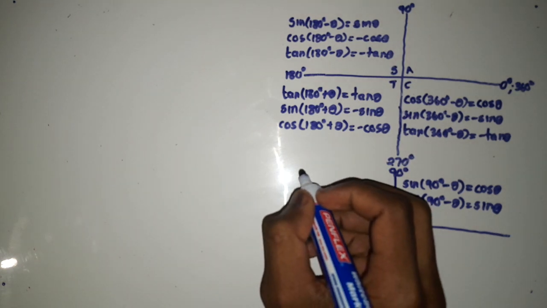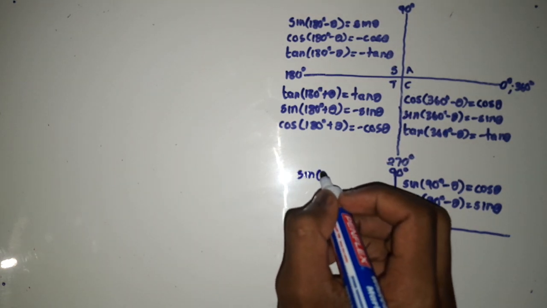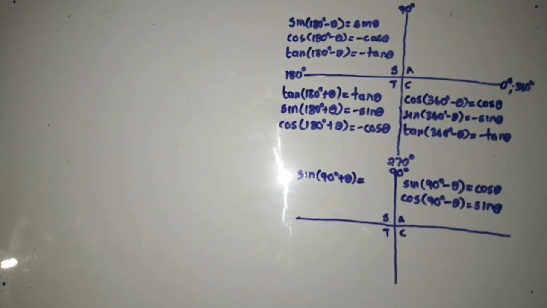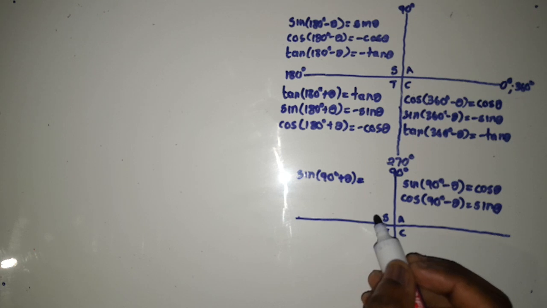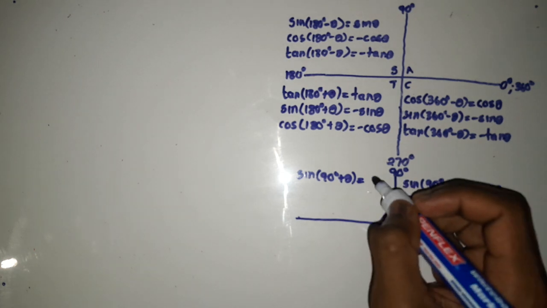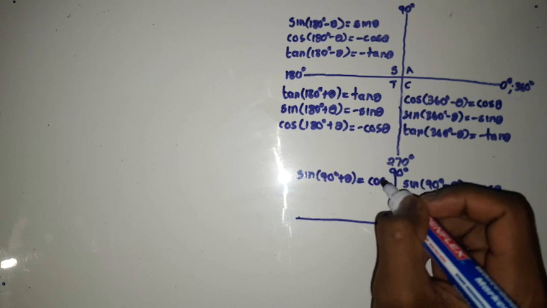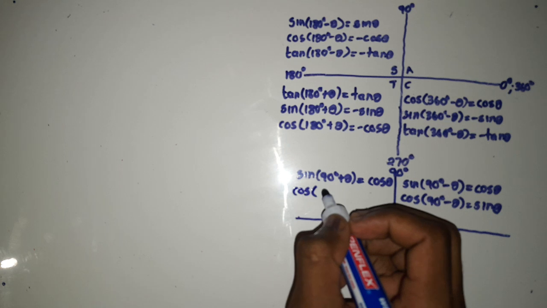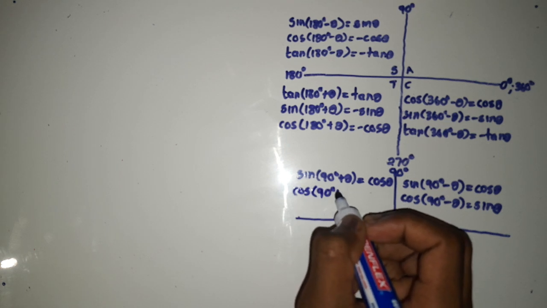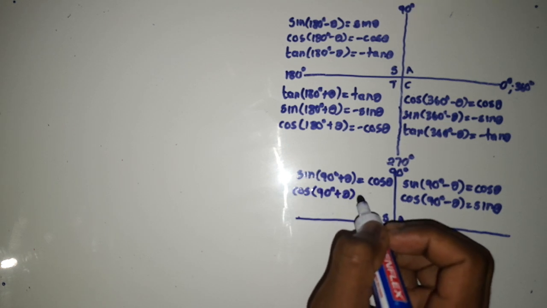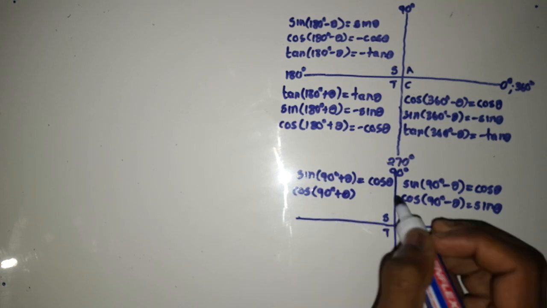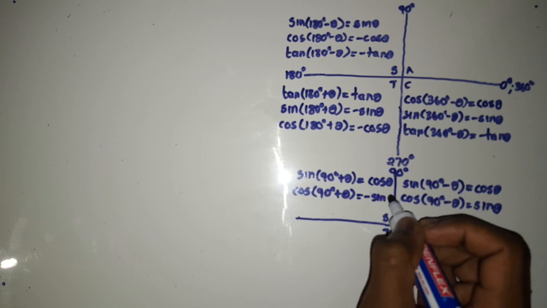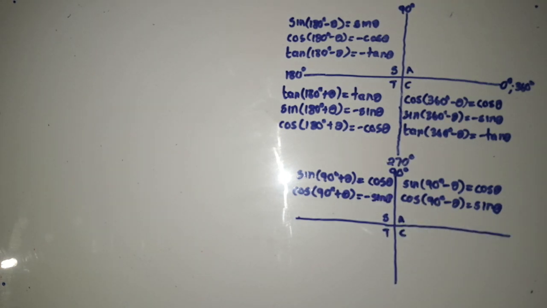Then this side we have sine 90 degrees plus theta. Sine is positive in this quadrant. Its ratio, of course, is going to be positive cos theta. Then as for cos 90 degrees plus theta, cos is negative in this quadrant, then we are going to get negative sine theta like this. You see?